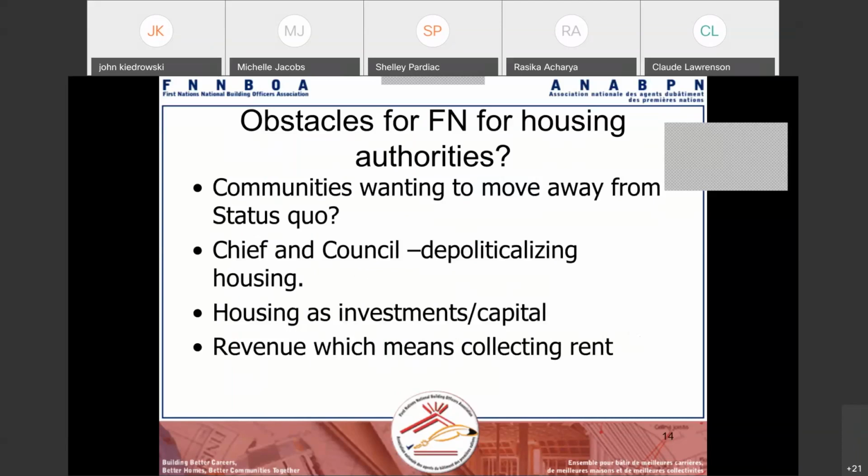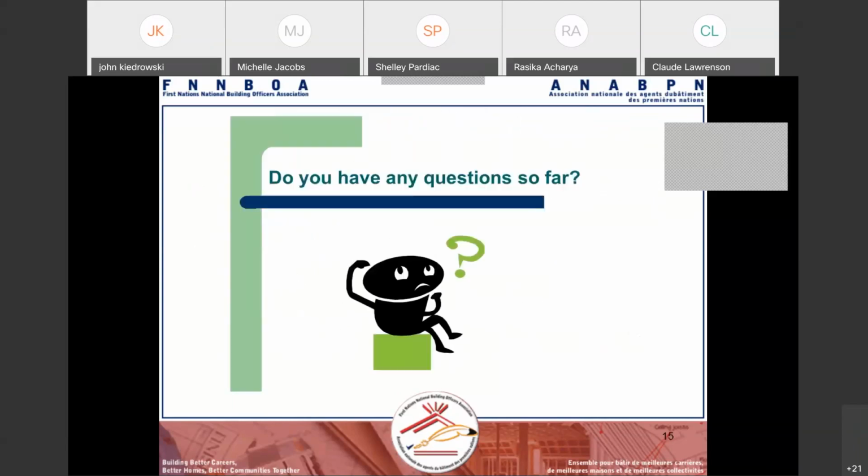So those are some of the key points. Open up for discussion if there are any points to be raised.